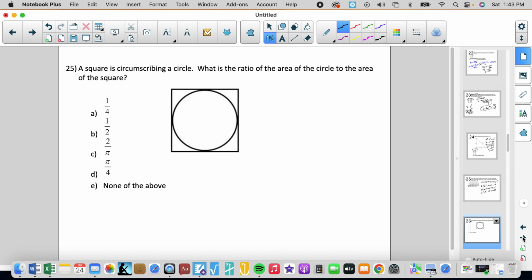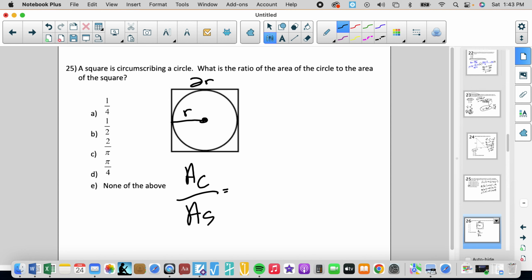A square is circumscribed to a circle. What is the ratio of the area of the circle to the area of the square? We know that if the radius is going to be R, then the length of this is going to be R plus R, or 2R.